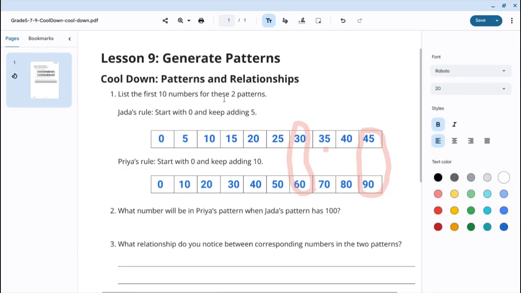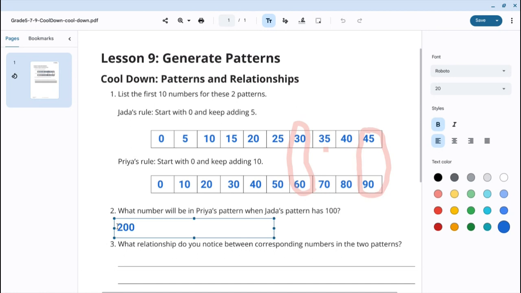Number 2 says what number will be in Priya's pattern when Jada's pattern has a 100 in it. Okay? So when Jada's pattern has 100, Priya's has to be double that, because that is what we just found to be true with all of the numbers in this pattern. So we're going to write 200.